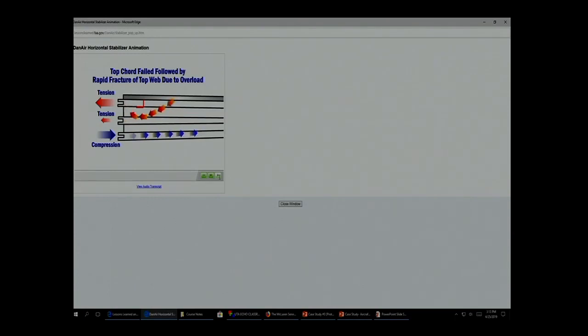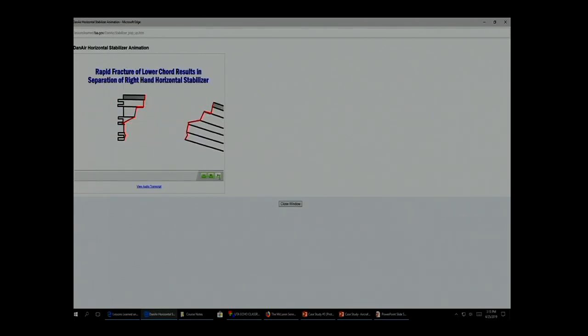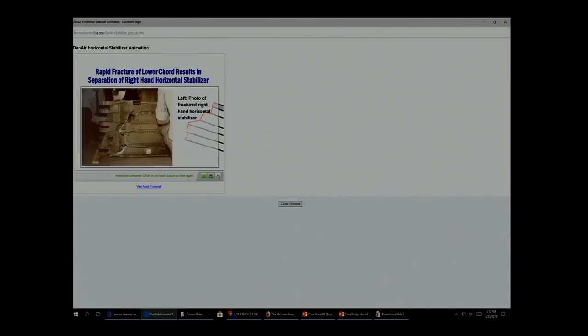The upper web then fractured diagonally. As the upper cord and web fractured, the center cord begins to pick up loading. However, the fracture continues to grow through the other components of the rear spar. The middle cord fracture occurred at the lug. Loss of the upper and middle cords resulted in overload of the lower cord. The stabilizer then separated from the fuselage, resulting in loss of control of the aircraft.